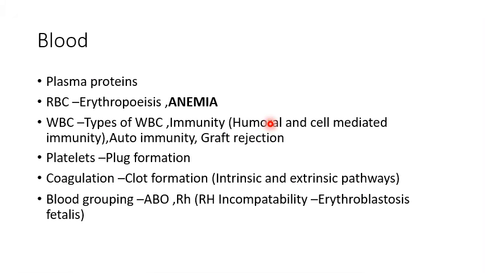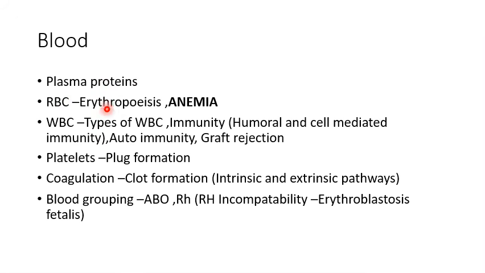Next is the blood. In the blood, you have to talk about the plasma proteins. There are three: albumin, globulin, and fibrinogen. And the general functions of plasma proteins we have to read, like maintaining the viscosity, maintaining the osmotic pressure, acting like transporters for the hormones, and the immunoglobulins especially play an important role in immunity, and the fibrinogen plays an important role in the clotting mechanism. So all come under the functions of plasma proteins.